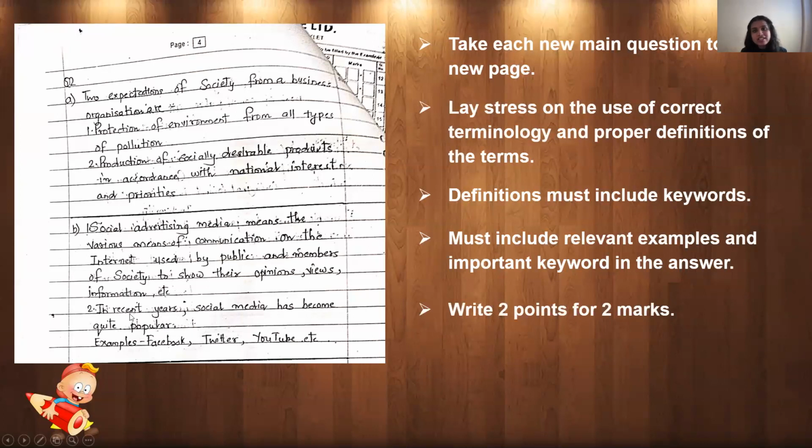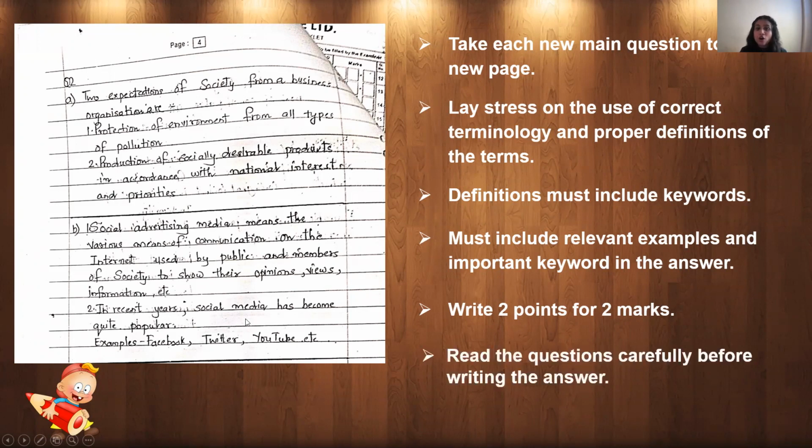Students, since it's a 2-mark question, since we're solving section A first, you know each sub-question constitutes 2 marks, and therefore for 2 marks, you will write 2 points. Always read the questions carefully and then start writing your answer. Now moving on to the next question.